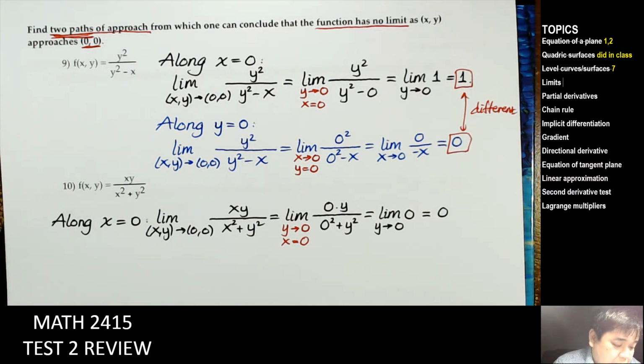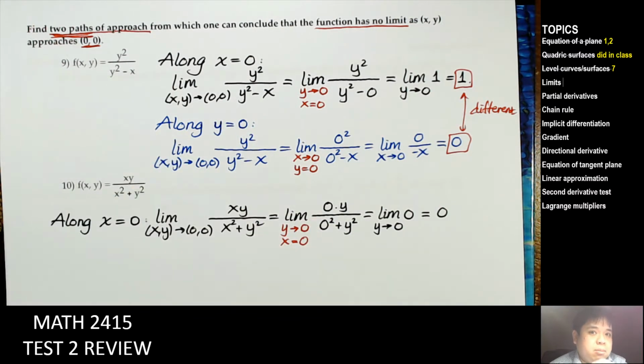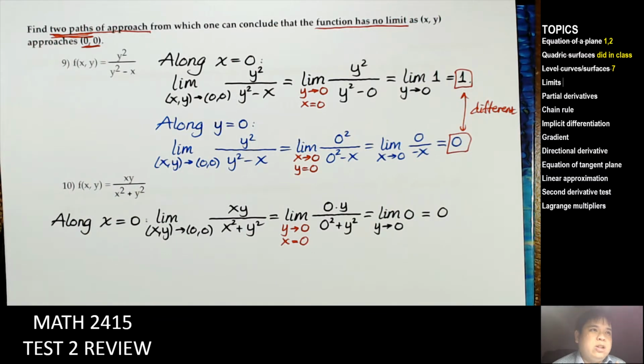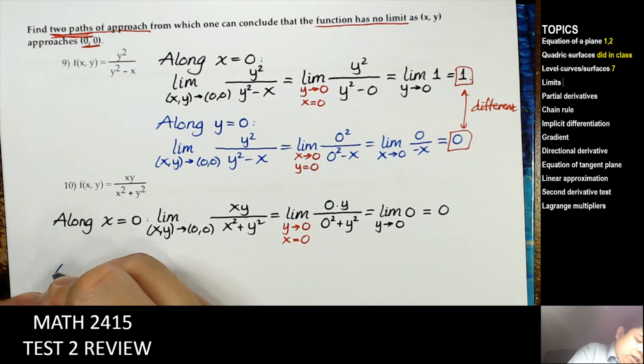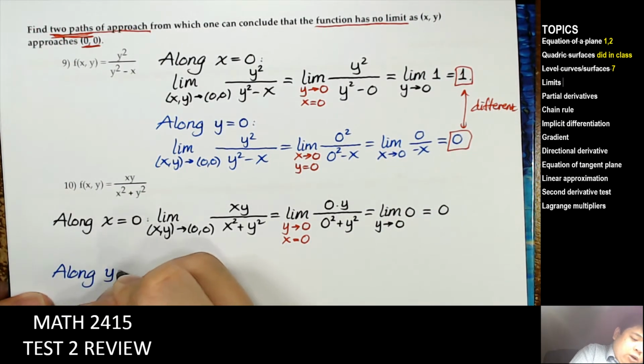Right, and then of course we choose a different path. If we choose y equal to 0, this should be the same, because if we put 0 on the top, it is going to be 0 over something else. So it's not going to work if we choose 0. In that case, we have to choose something else. How about y equal to x or y equal to negative x. It doesn't really matter. So let's do that along the line y equal to x.